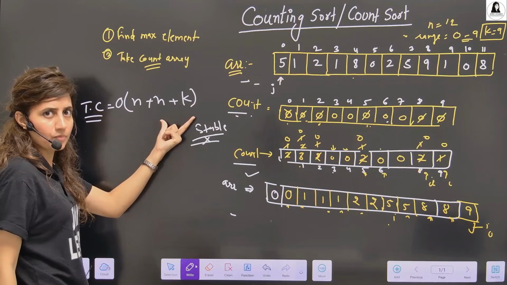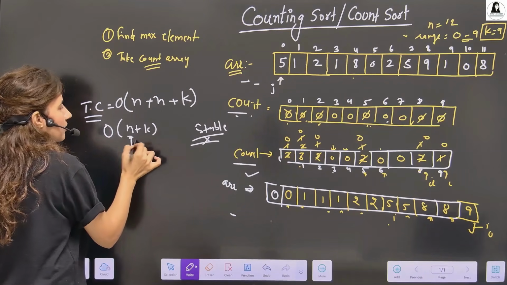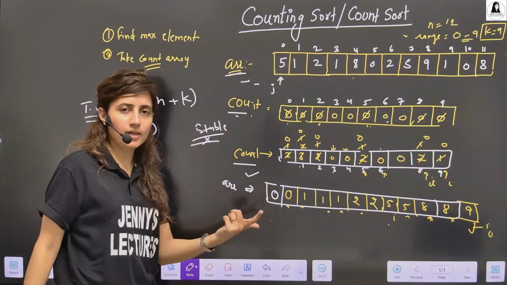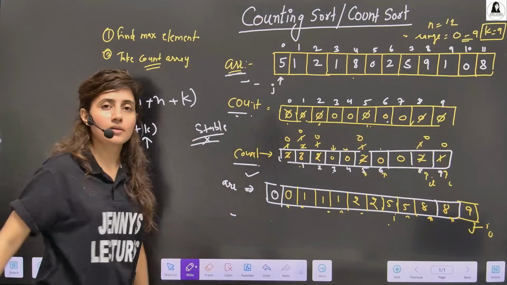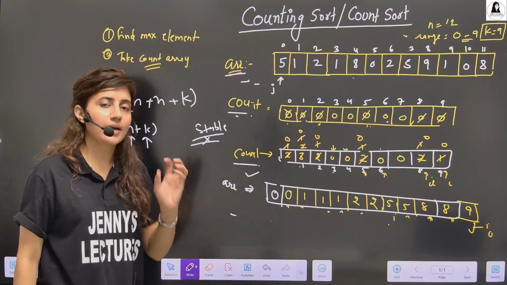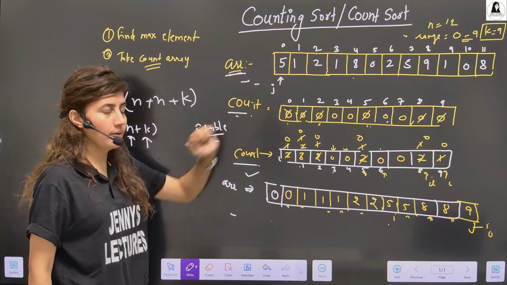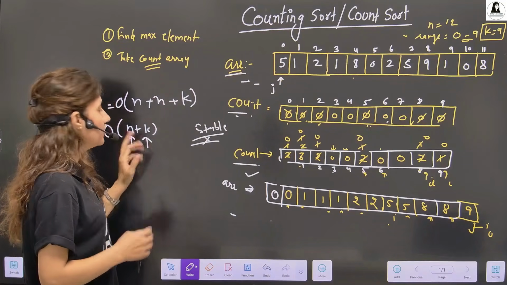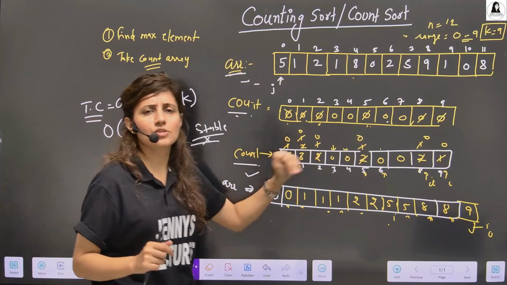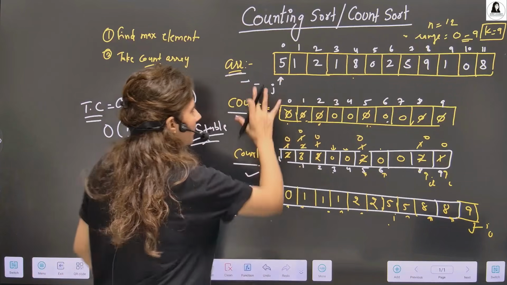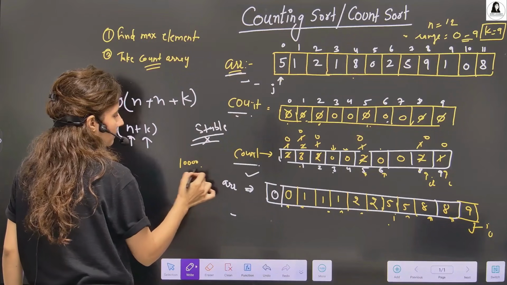N plus k. 2n plus k, or you can directly write n plus k. Where n is the number of elements given in the input array, the size, and k is the size of the extra count array you are taking, the range. N is the number of elements, k is the range or the maximum element given. In the range, the elements are present. N plus k. This is the time complexity. So it's linear. If suppose k is really small, and the number of elements here are suppose 100 or 1000.